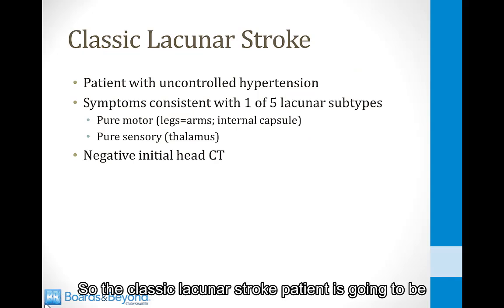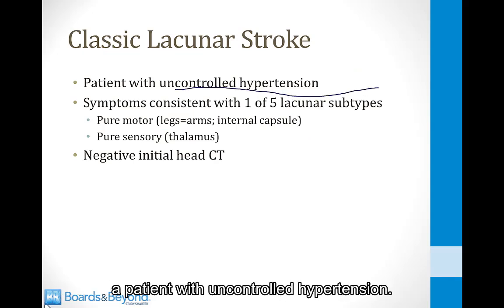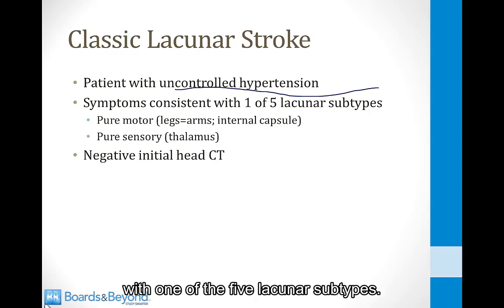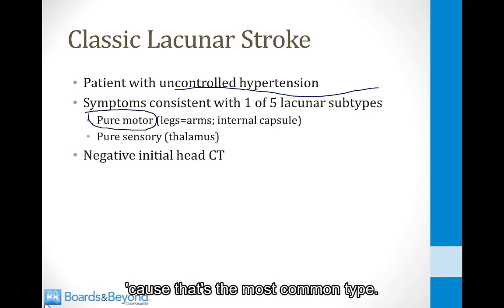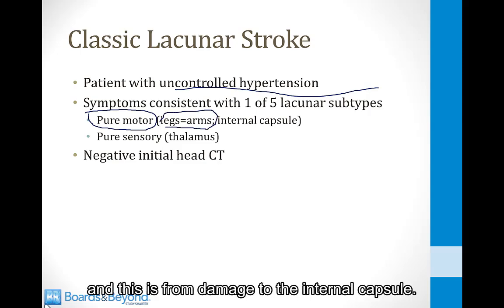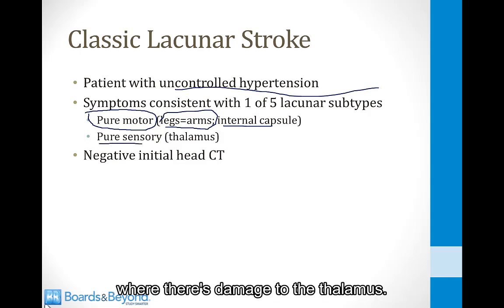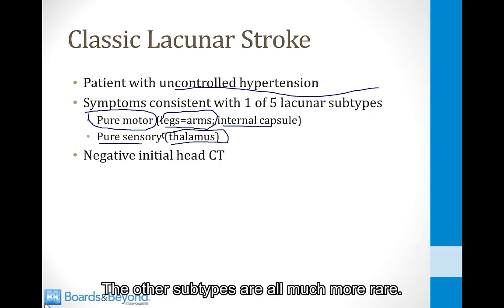So the classic lacunar stroke patient is going to be a patient with uncontrolled hypertension, and they're going to present with symptoms consistent with one of the 5 lacunar subtypes. So most likely this will be pure motor because that's the most common type. These patients will have leg and arm dysfunction that's equal, and this is from damage to the internal capsule. You may also see the pure sensory subtype where there's damage to the thalamus. The other subtypes are all much more rare.